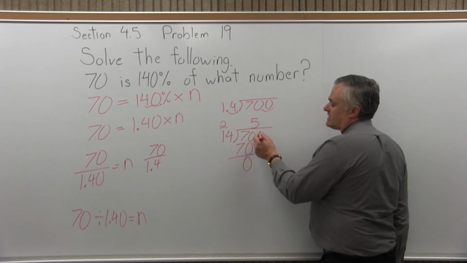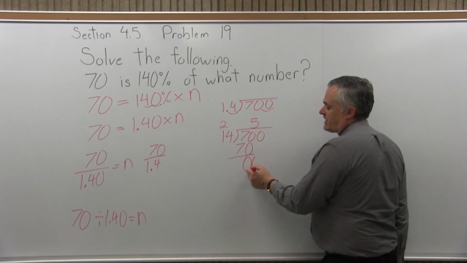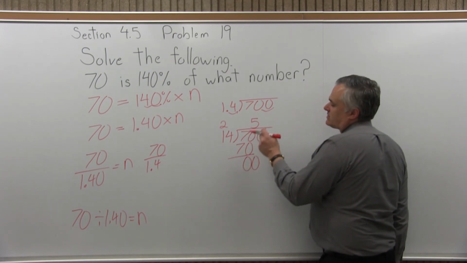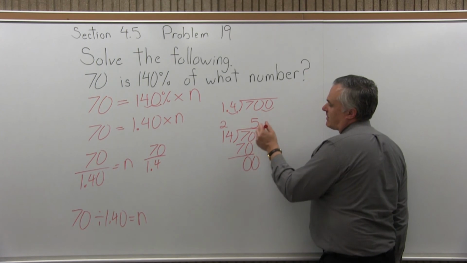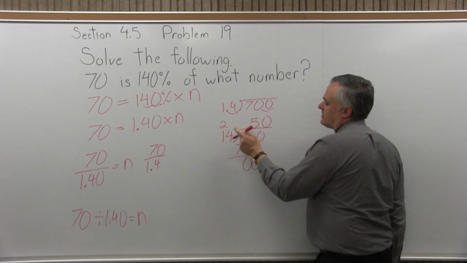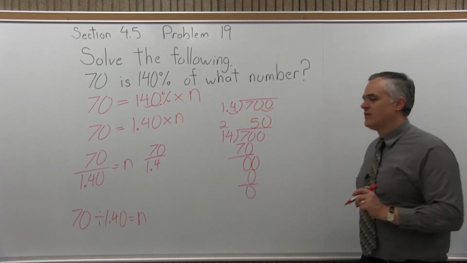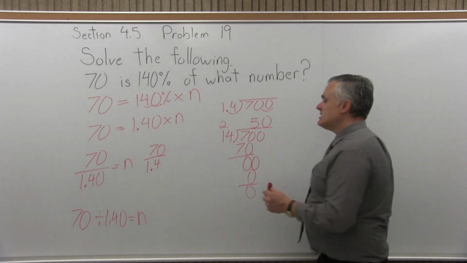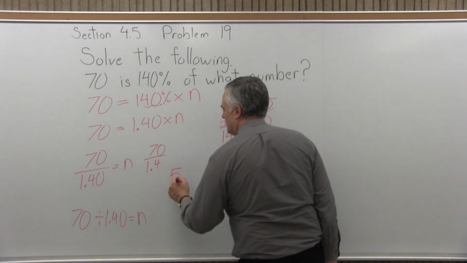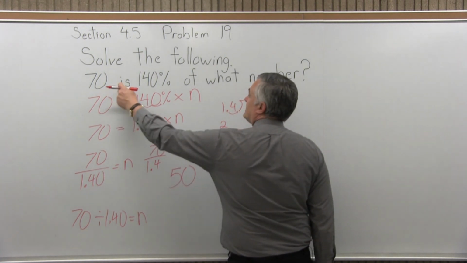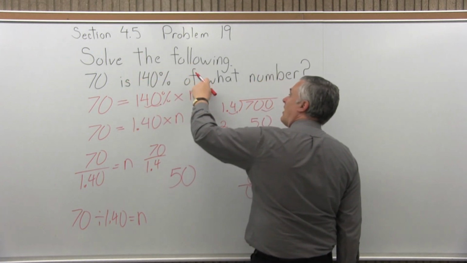I have another digit, which is a 0. Bring that down. So 0, 0. So something times 14 is 0. Well, it must be 0. 0 times 14 is 0. Subtract 0 minus 0. No remainder, it fits in perfectly. So the answer is 50. So 70 is 140% of 50.